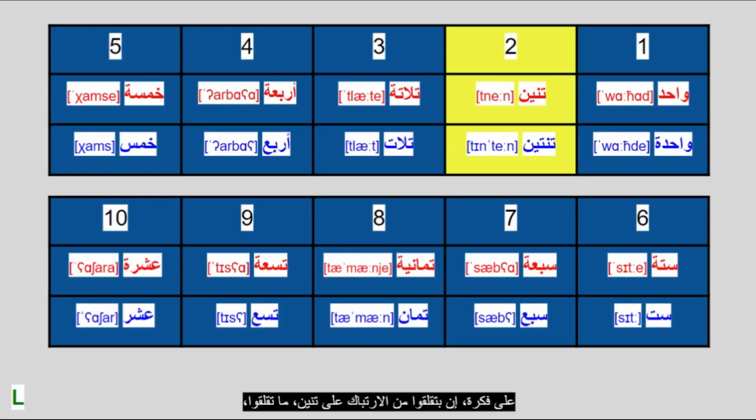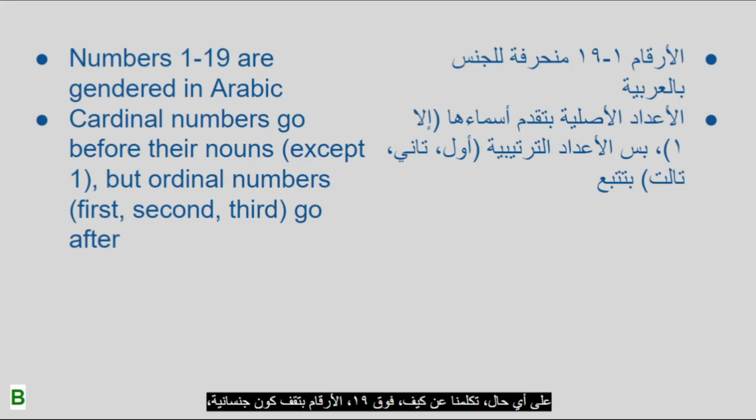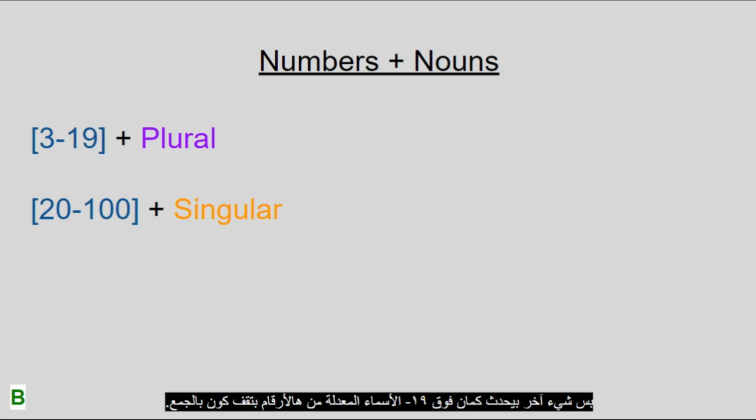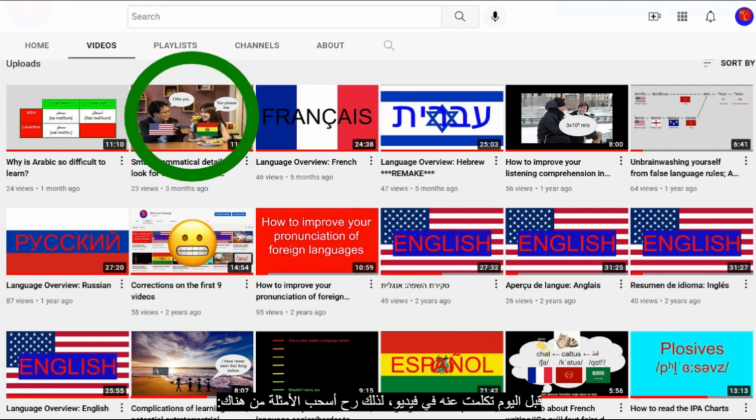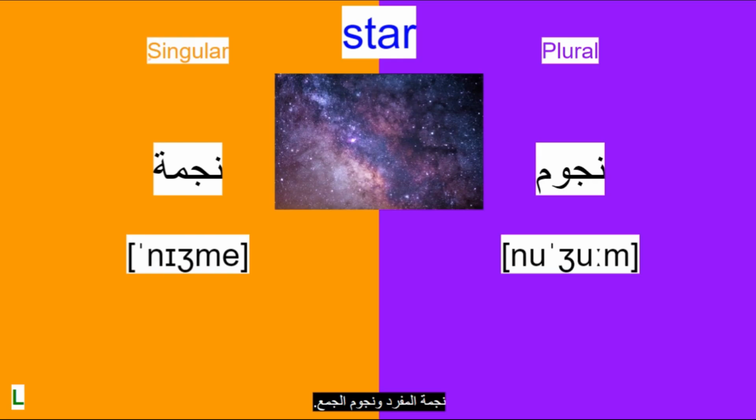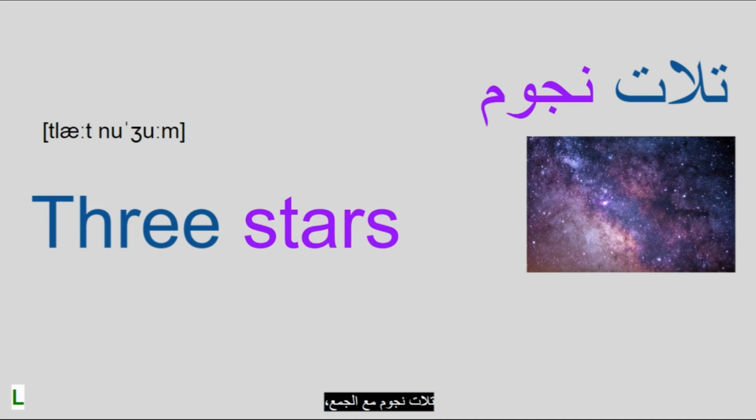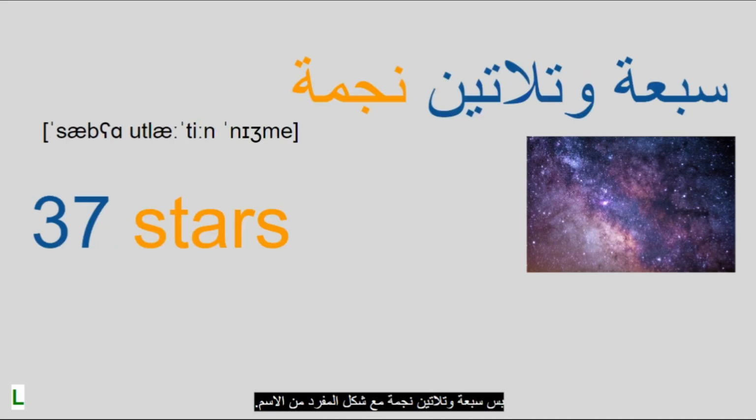By the way, if you're worried about how confusing tu, tnen looks, don't be. Due to the dual number, you'll never actually say it in a sentence unless you're counting. Anyway, we talked about how above 19 numbers stop being gendered, but something else also happens above 19. The nouns being modified by those numbers stop being pluralized. I've talked about this in a video before, so I'll pull the examples from that video. Star is nijme, and stars is nujum. 3 stars is tlat nujum with the plural, but 37 stars is 37 nijme with the singular form of the noun.